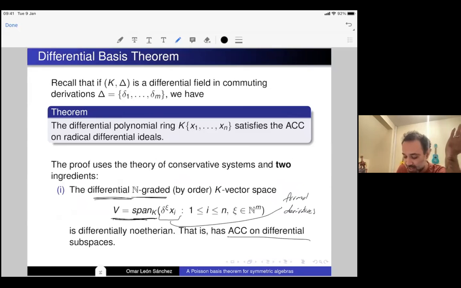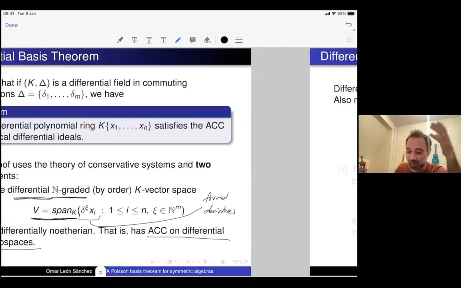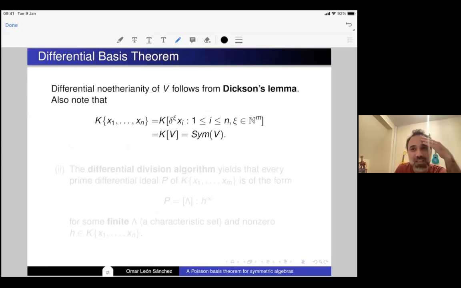Now, why is it differential Noetherian? What's behind the differential Noetherianity of this vector space? Well, if you've seen this, it's just Dickson's lemma. It's really just Dickson's lemma behind it. Okay, so that's one thing, that's kind of one ingredient: Dickson's lemma behind the differential Noetherianity of this differential vector space V.